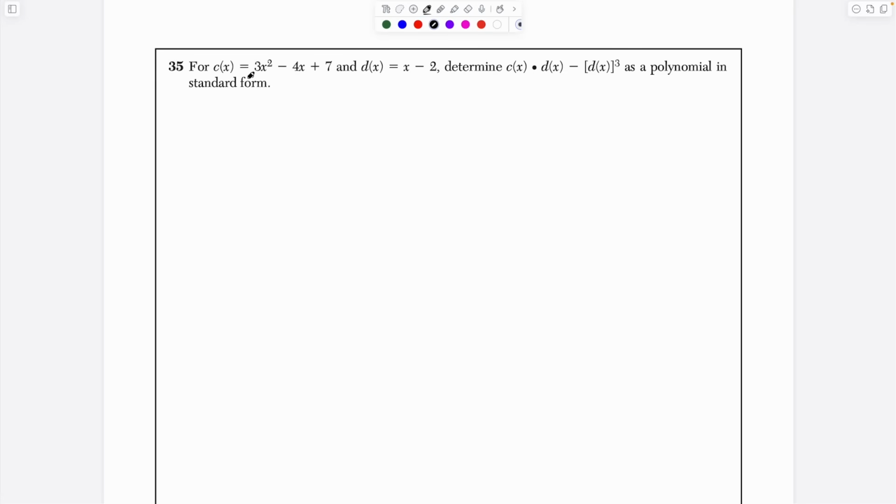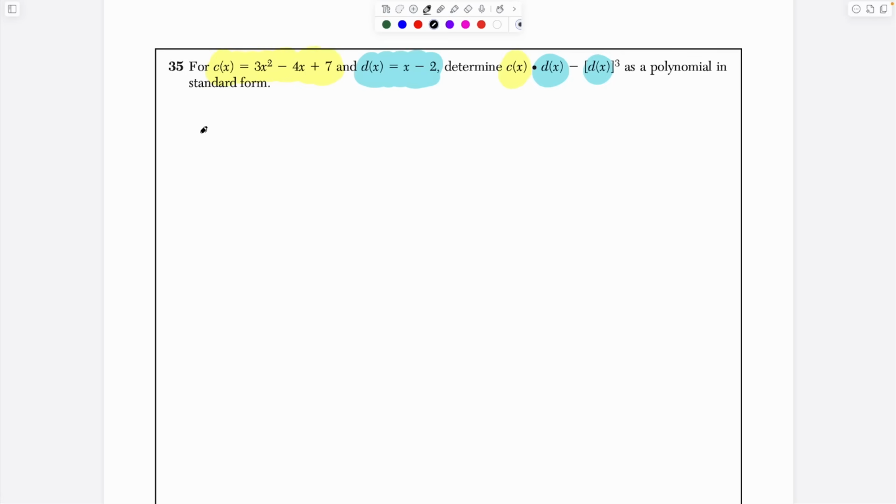Question 35, for c of x equals 3x squared minus 4x plus 7 and d of x equals x minus 2, determine c of x times d of x minus d of x to the third power as a polynomial in standard form. So for this one, we're just going to go piece by piece. So we want to build up, we have c of x times d of x. We have c of x is here, and d of x is this part here. We're going to put in the expression in 2 places.